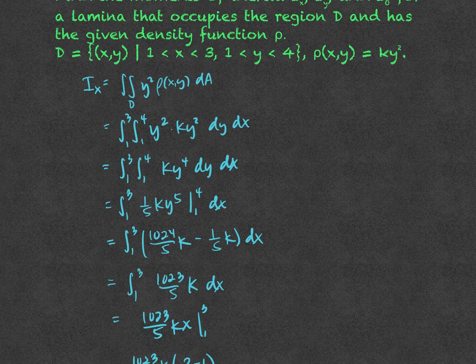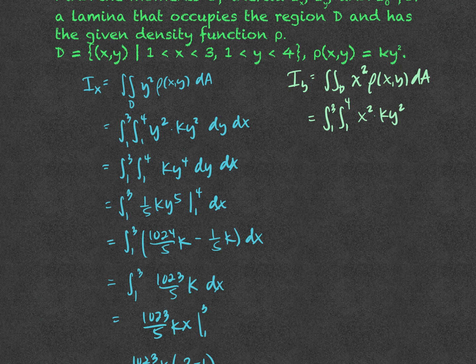So now let's go back and do our moment of inertia about the y-axis. So I sub y is equal to the double integral. And we have x squared times rho of xy with respect to the area. So we're going to say the double integral, x is 1 to 3, y is 1 to 4. We're going to say x squared times ky squared, and then we have with respect to y, and then with respect to x. I'm doing dy before dx today. Does it really matter? No. We learned last time how to switch them, so that's up to you.